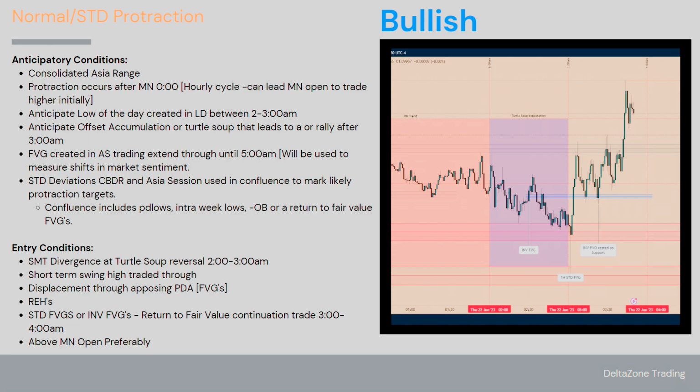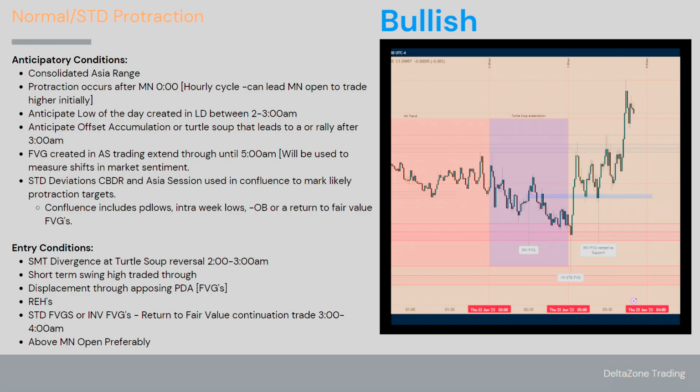I namely like to look at fair value gaps. We like to be able to identify relative equal highs. So these will be early targets for any trades taken at the turtle soup reversal.